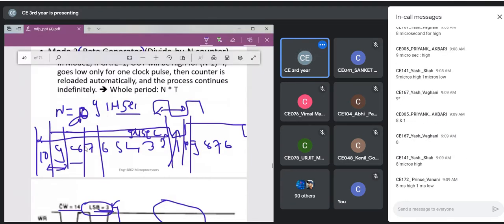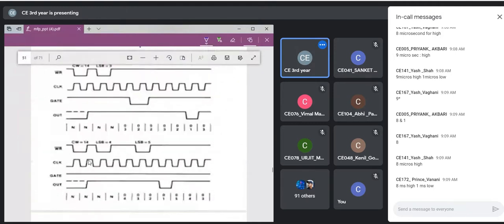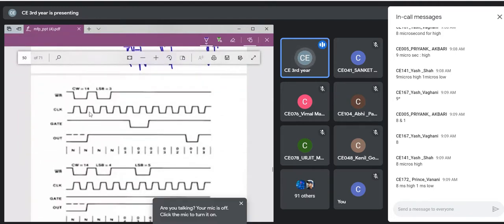8 and 1. Prince, it is microsecond. Yes, you are correct with the numbers 8 and 1, but it is microsecond, right? Okay. Fine. So true. So that is how it will act.